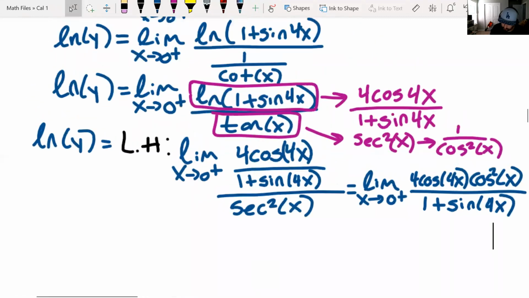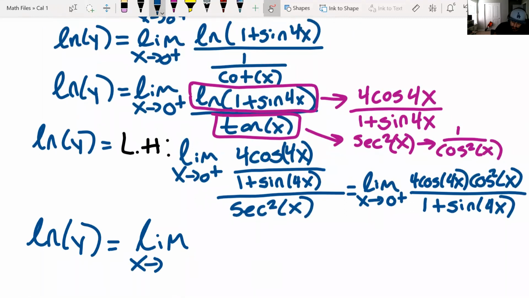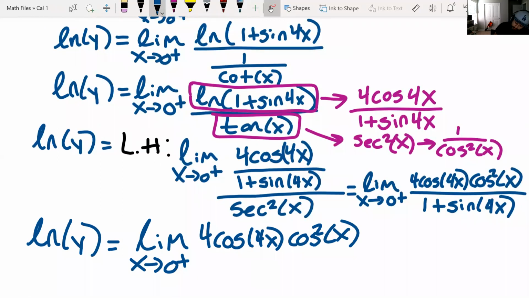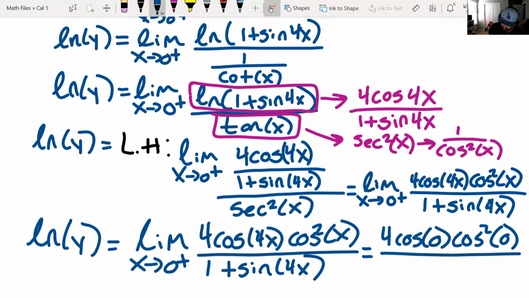Okay, so now if I bring this back, I have the natural log of y equal to the limit as x approaches 0 from the right of 4 cosine 4x cosine squared x over 1 plus the sine of 4x. Now let's plug in 0 and see what happens. I get 4 cosine of 0 times cosine squared of 0 over 1 plus the sine of 0.